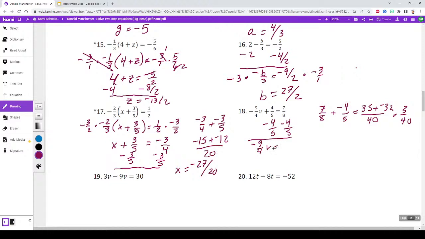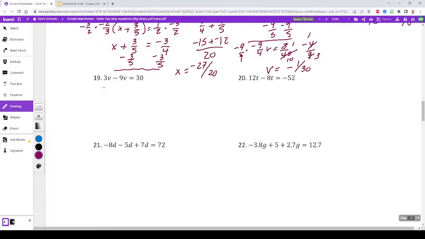-9/4 v equals 3/40. We're going to multiply both sides by -4/9. That's going to give us a little crossing out action here to give us that v is -1/30. Next, add the like terms. 3 plus -9 is -6. So we have -6v equals 30. We divide both sides by -6, and v equals -5.